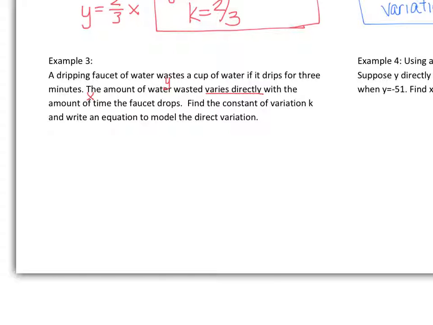We have to find the constant of variation k and write an equation to model the direct variation. So we know that this is going to fit into our formula y equals k times x. Y is our amount of water. X is the amount of time. So we got to figure out k. We need some numbers in here. So maybe that first sentence can give us some numbers. A dripping faucet wastes a cup of water. So y for a cup, we'll say that that's 1. So 1 cup. And when x is 3.